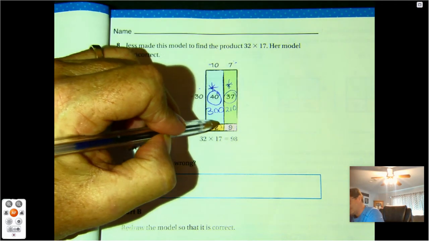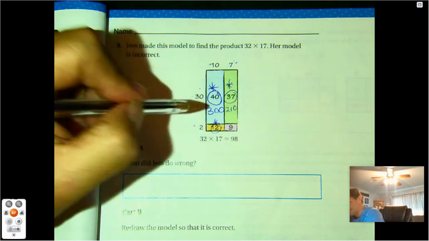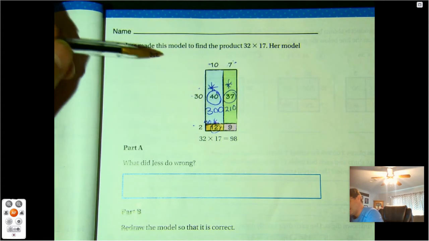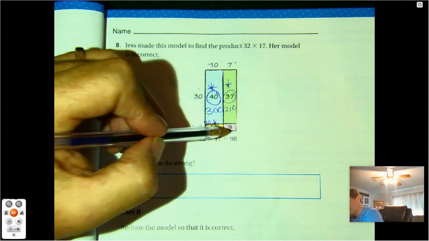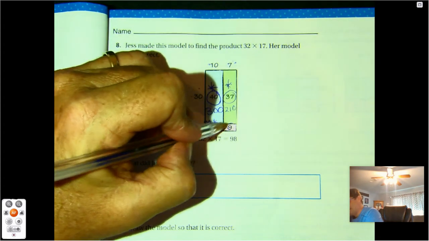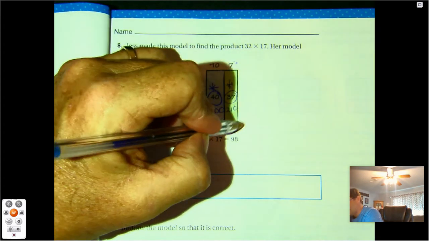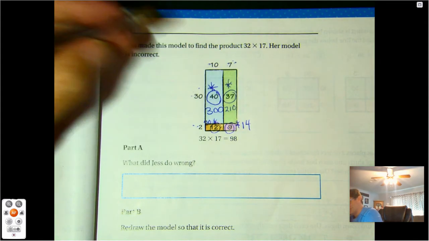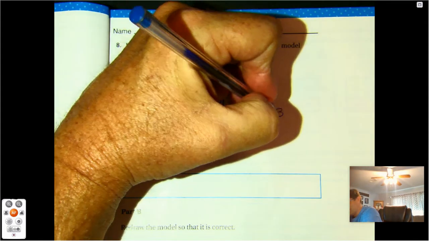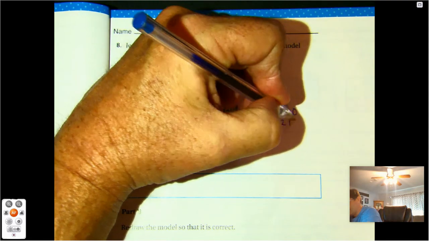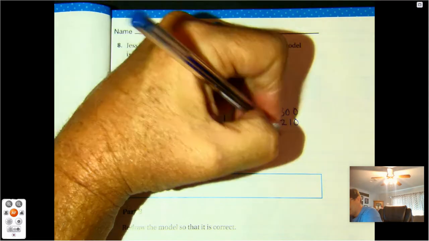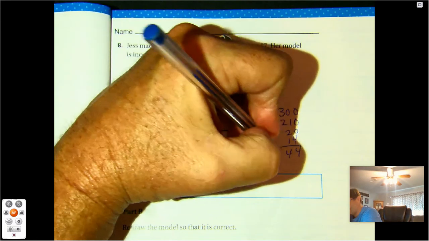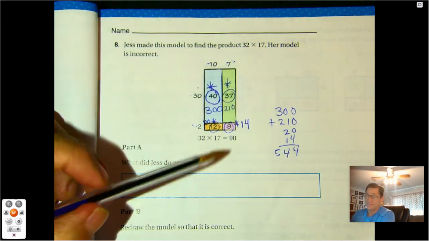2 times 10 is not 12. Oh, Jess, you're adding. You're supposed to be multiplying. 2 times 10 is 20. And then 2 times 7 is not 9. 2 times 7 is 14. So her answer should have been 300 plus 210 plus 20 plus 14. 544. Jess was way off.